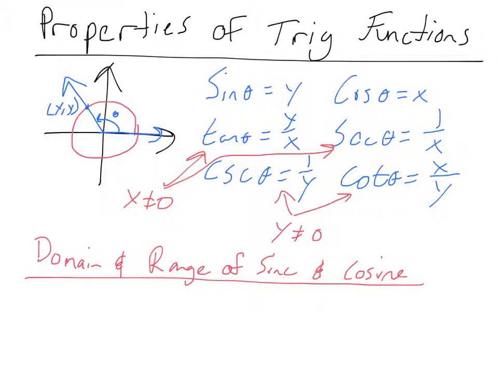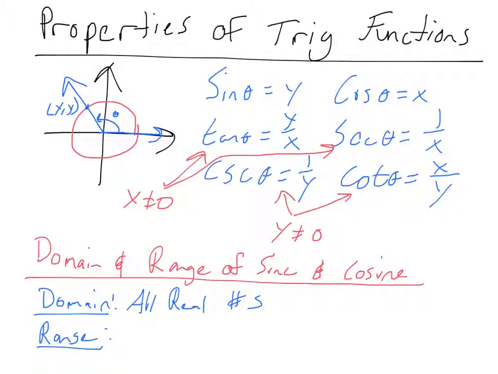Well, we know for sure any number between 0 and 2 pi is good, but then I can just keep going for as many revolutions as I want. And negative values are good too. I could rotate in a negative direction, and then for any negative angle we can find sine or cosine. So really, that's all real numbers, right? And that's going to be true for sine and cosine. So the domain of both sine and cosine is all real numbers.